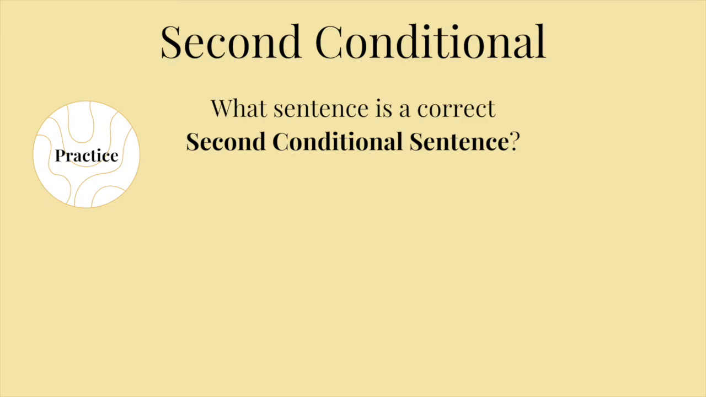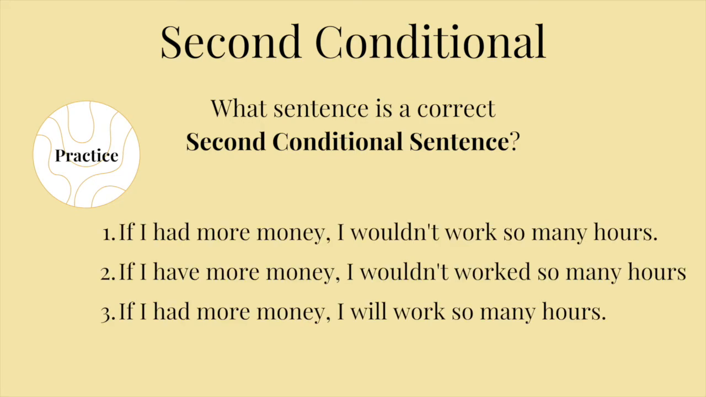Moving on to number 3. What sentence is a correct second conditional sentence? Number 1. If I had more money, I wouldn't work so many hours. 2. If I have more money, I wouldn't work so many hours. 3. If I had more money, I will work so many hours. Now it's time to pause the screen and think about your answer.